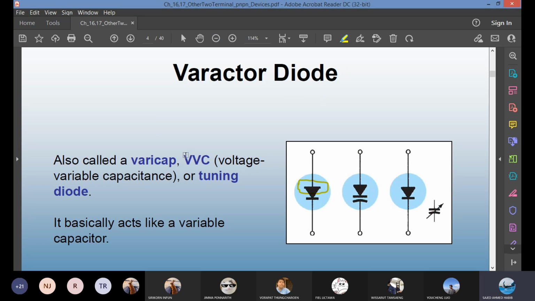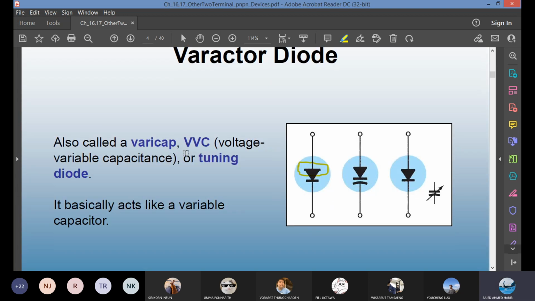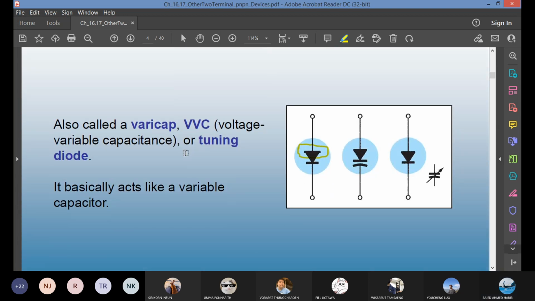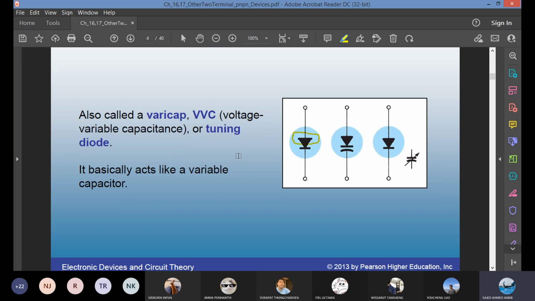Another name is voltage variable capacitance, VVC, because the capacitance of this diode actually changes with the applied reverse voltage, or sometimes known as a tuning diode. In a tuning circuit, you have an inductor and capacitor. So this capacitor, sometimes they call it a tuning diode. It acts like a capacitor which changes the value of the capacitance according to the applied condition. How?